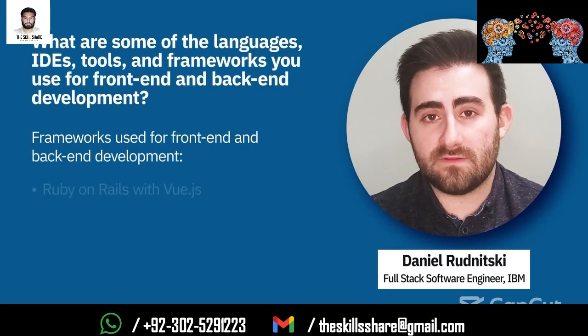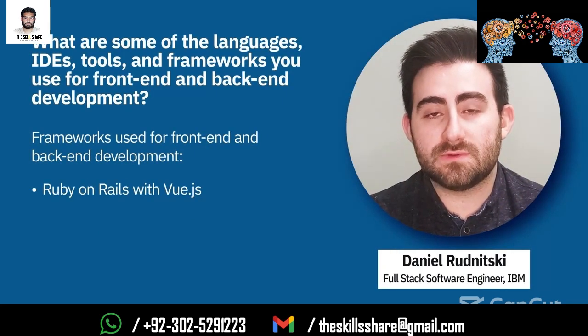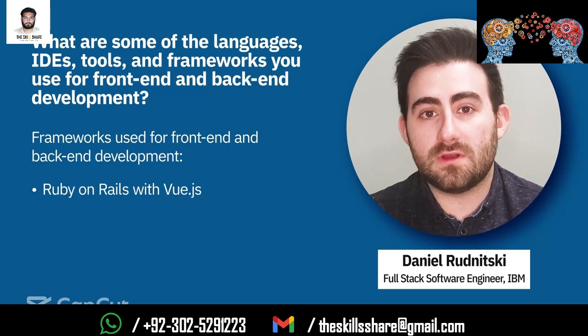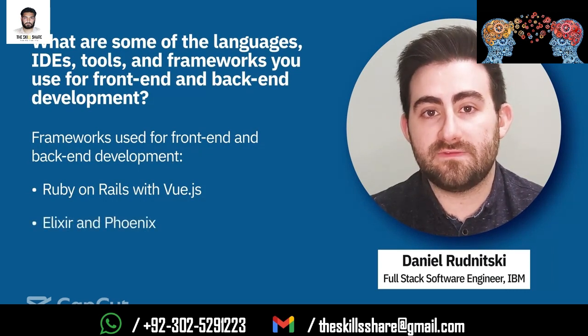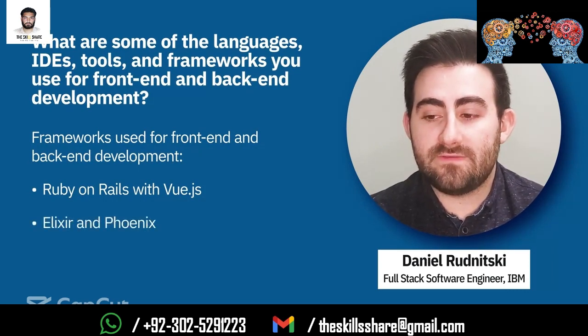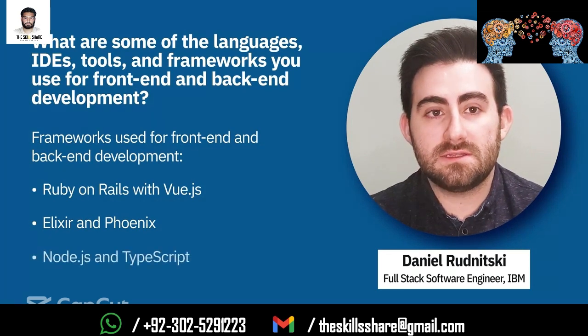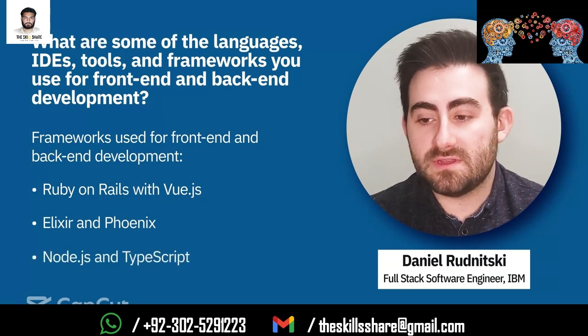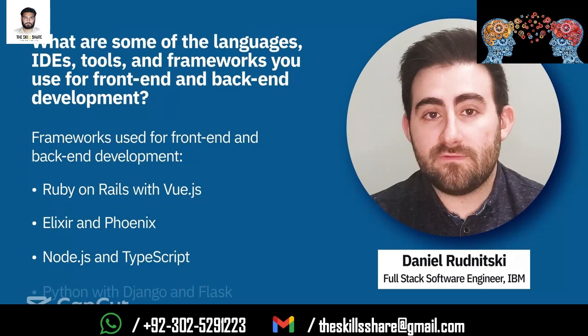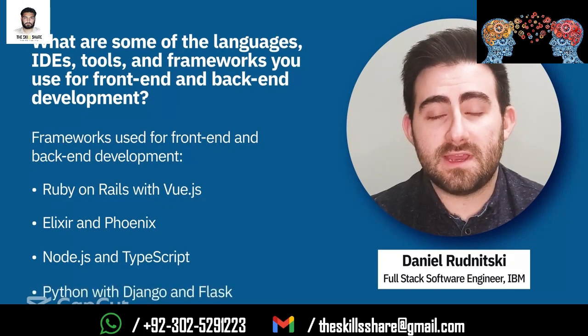Our team uses a lot of Ruby on Rails, mixed with some Vue.js. Some of our newer projects we're moving to Elixir and Phoenix. We also have a lot of services written in Node.js, and some of them use TypeScript as well. We also have a lot of Python code written with Django and Flask.